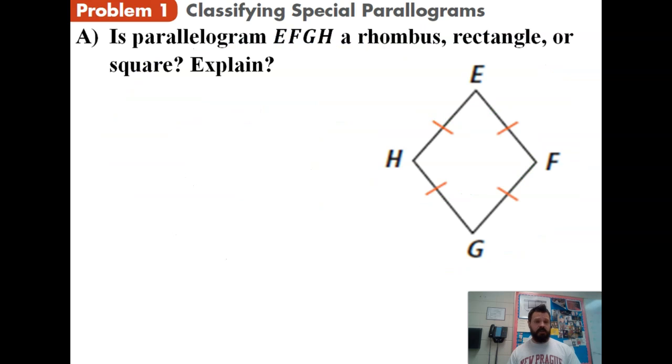All right, so let's start using those properties. The first thing we're going to do is just classify shapes based on their definitions. Part A is pretty simple. It says, is parallelogram EFGH a rhombus, rectangle, or square? Explain. Well, I have a parallelogram, and since all four sides are congruent, by definition, that is just a rhombus. Okay, pretty simple, pretty straightforward. By definition, that one's a rhombus.